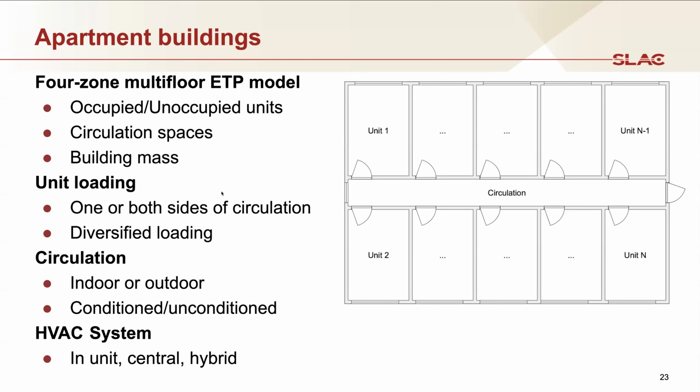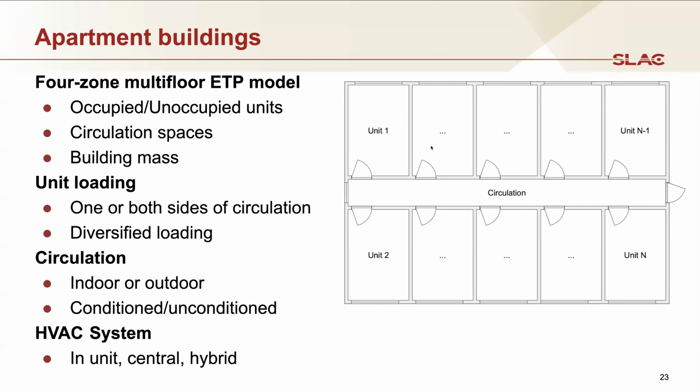Now, one thing about apartment buildings is that the circulation space can be loaded with apartment units in different ways. So you might have an apartment building with both sides of a hallway with units on it, or you might have an apartment building with only one side of the hallway with units on it, and then the other side is either a wall, exterior wall, or it might even be open to the outdoors.